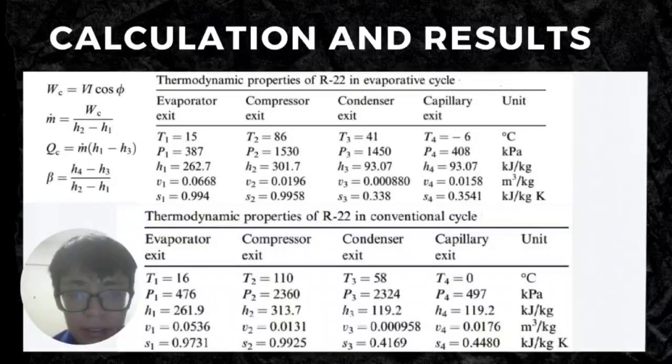Cooling capacity and COP can be obtained by using equations 3 and 4. In equation 4, subscripts 1, 2, 3, and 4 stand for the exact condition at the evaporator, compressor, condenser, and capillary tube, respectively.